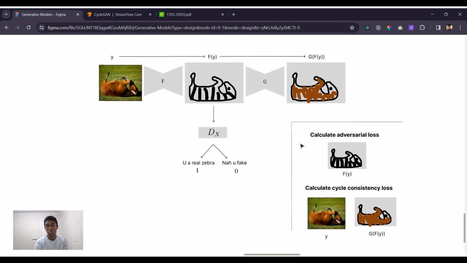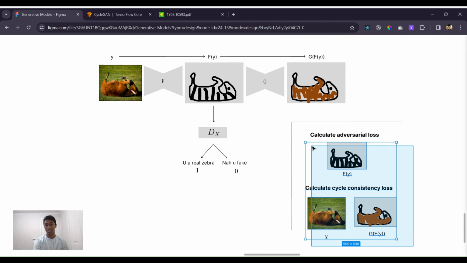And using these images, we can calculate the adversarial loss. So with this zebra translation, we're going to pass that through our dx discriminator. And the discriminator is going to ask, is this a real image of a zebra? And again, to calculate our cycle consistency loss, we're going to ensure that if we're going from horse to zebra to horse, those two horses at the end should look similar. And that's what this cycle consistency loss ensures.